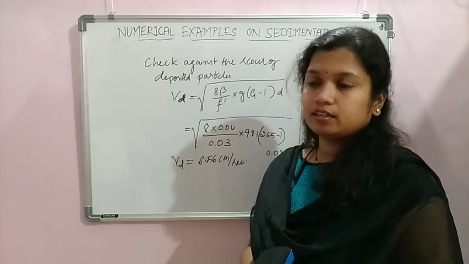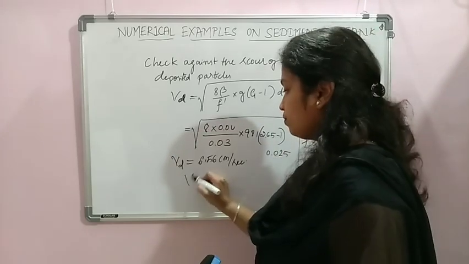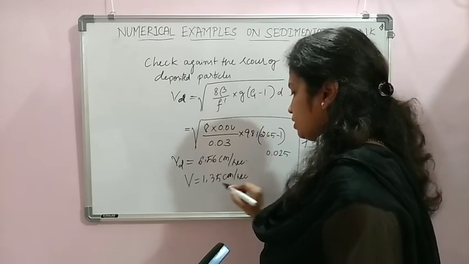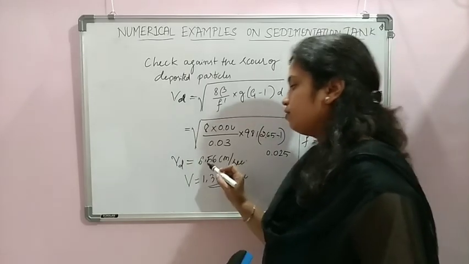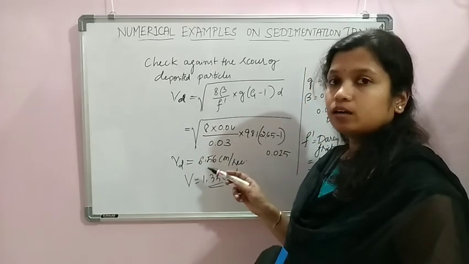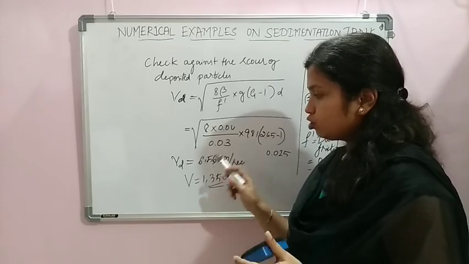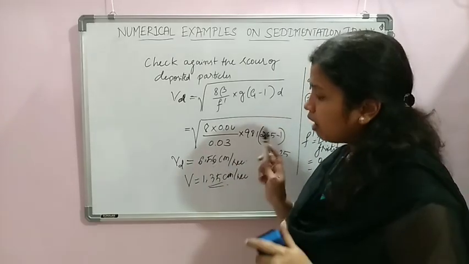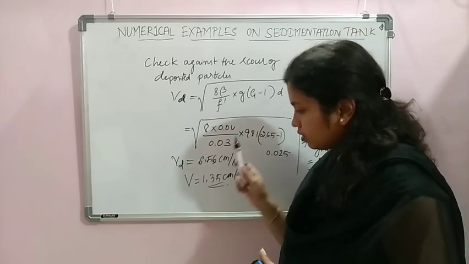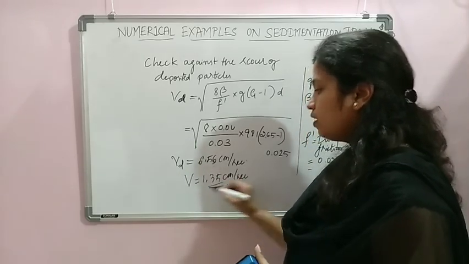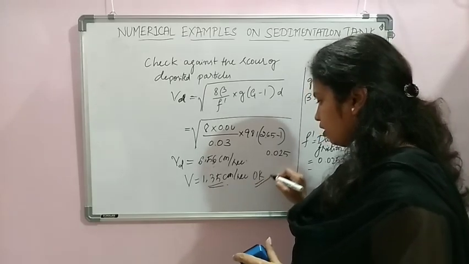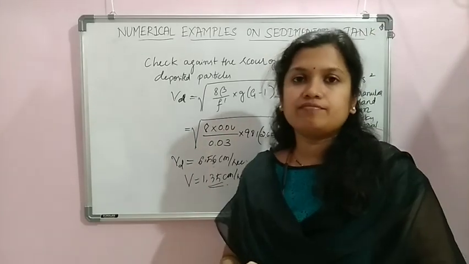Previously we got the flow velocity, that is V equal to 1.35 centimeters per second. See, this value is very much less when we compare it to the scour velocity. If it was exceeding this value, that is 6.56, we would have redesigned the velocity, or else we would have limited the velocity to 6.56. Now this is coming within the limit, hence this velocity, which is 1.35 centimeters per second, is okay. We can adopt this velocity as the flow velocity.